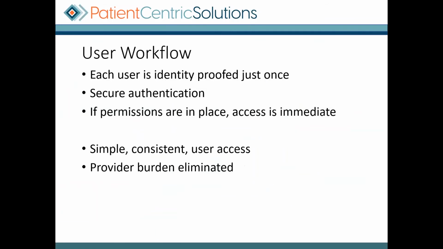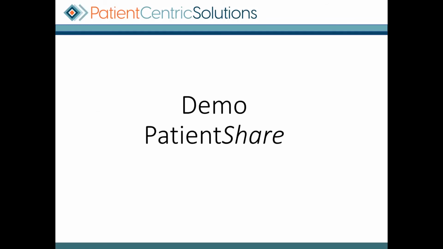And then I'd like to talk a little bit about user workflow. A user would be identity proofed just once. This can be fully automatic or be organizationally confirmed or someplace in between, as Celeste pointed out. Once they're identity proofed, this identity can be used at multiple locations. And with secure authentication, there's no need for multiple logins or multiple usernames and passwords. Once permissions are in place, that access is immediate. And once it's revoked, the access is immediately denied. So there's a simple, consistent user interface, and that provider burden is eliminated.